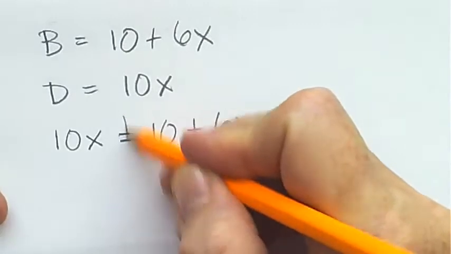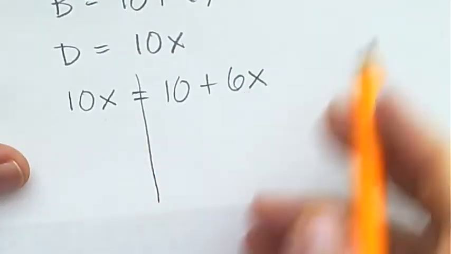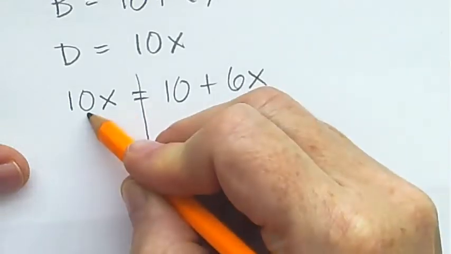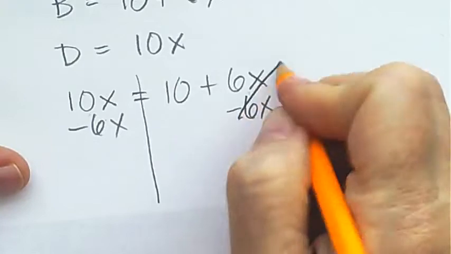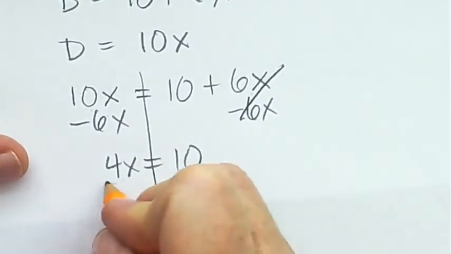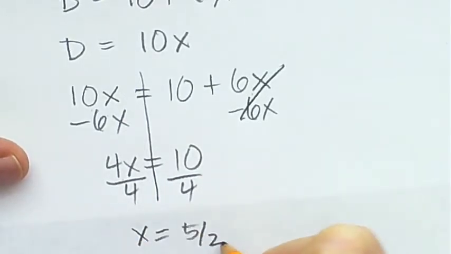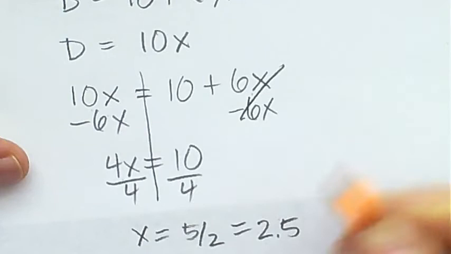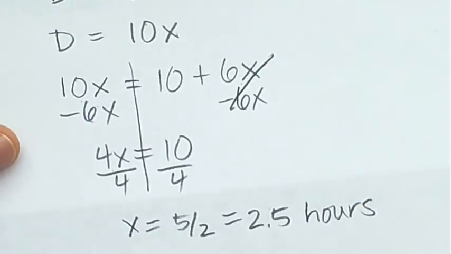We've got x's on both sides of the equation. I always recommend getting rid of the smaller one, not that you have to. 6 is smaller than 10, so I'm going to subtract 6x from both sides, and that's going to give me 4x equals 10. I'm going to divide both sides by 4, and x equals 5 over 2, 2.5. So at 2.5 hours, they're going to have the same amount of problems.